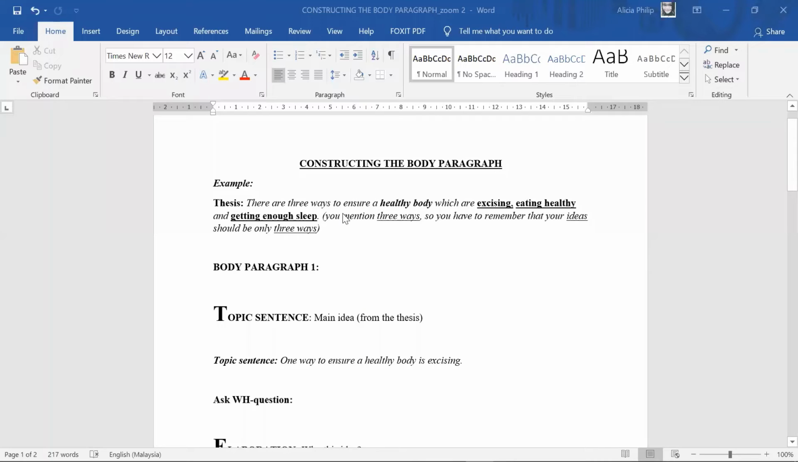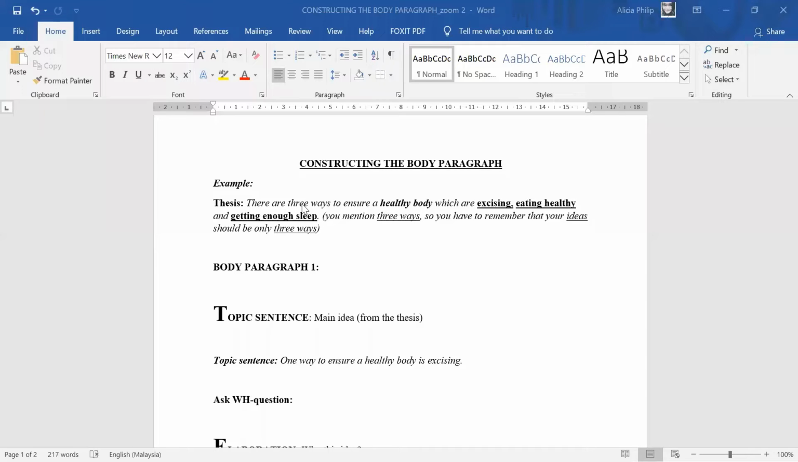Okay, now how do we construct it? This is what I shared in Moodle, but I'm just going to focus on the first body paragraph. So how do we construct it? You construct your body paragraph based on the thesis. Here the topic is a healthy body.